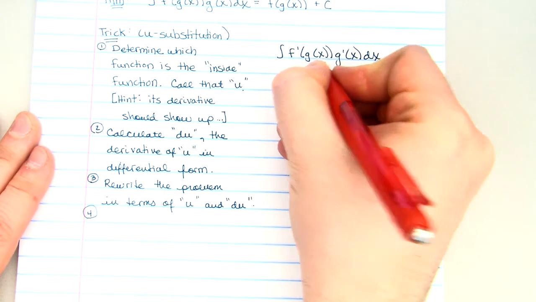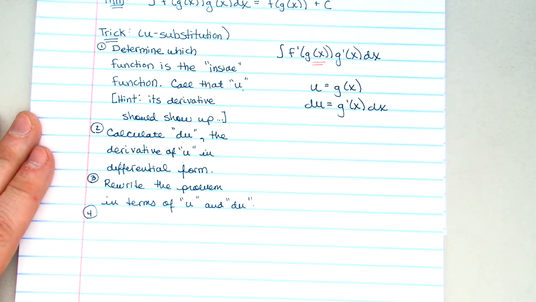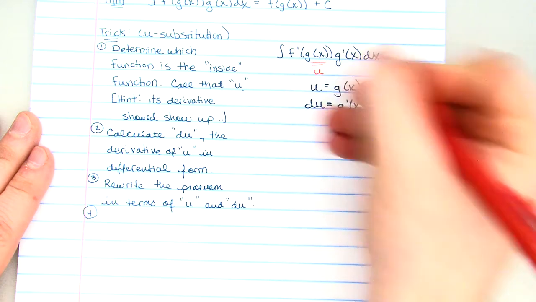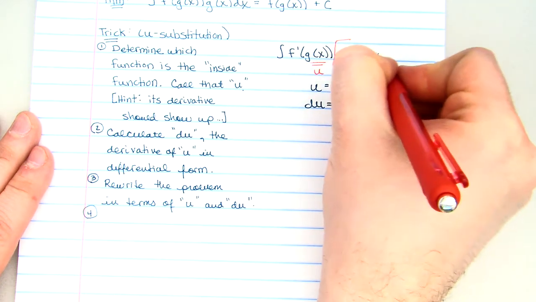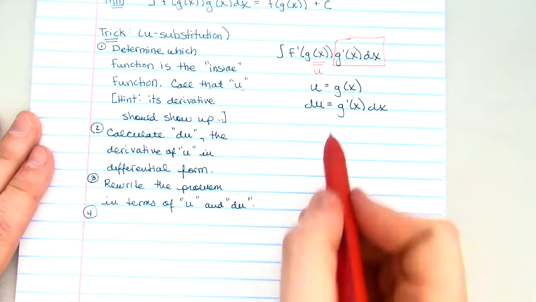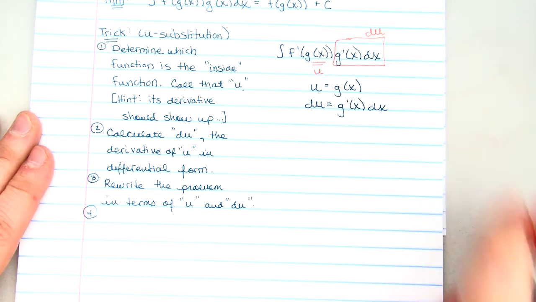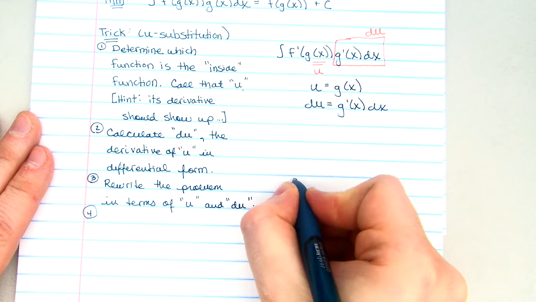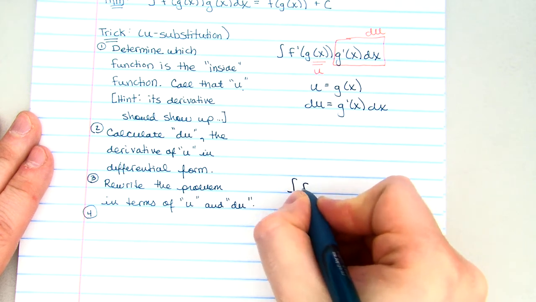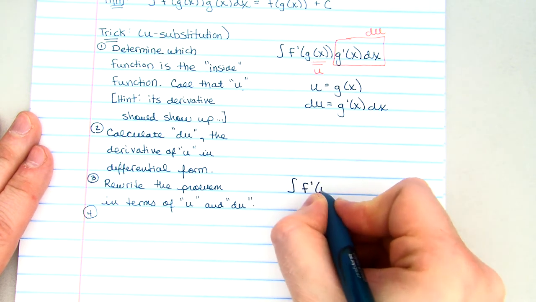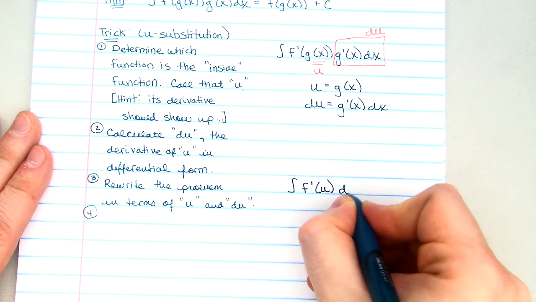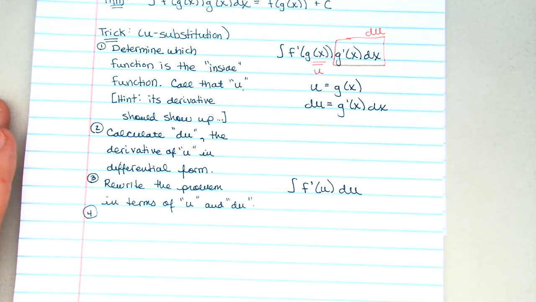The point is, that thing inside the integral, that's just your u. And this g prime of x dx, that's just that du that we calculated. Which means I can rewrite my problem as the integral of f prime of u du, which is a much easier looking problem than that mess I gave you originally.